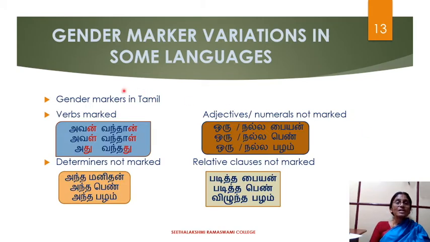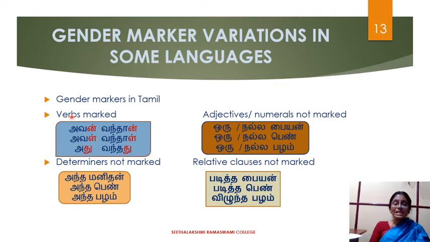So as far as the gender marker variations in the languages, we can take up gender markers in Tamil now, and we can see that verbs serve as gender markers. For example, avan vandan, aval vandal, adu vandadu. For all the variations here in the pronoun, masculine, feminine and neuter, it is reflected in the verb. Vandan, vandal, vandadu. So as far as Tamil is concerned, the verb is a gender marker.